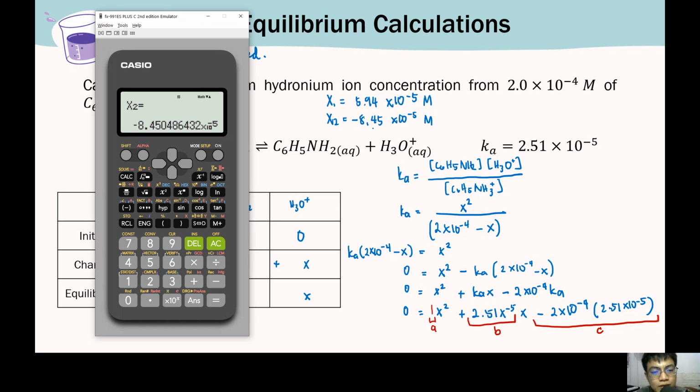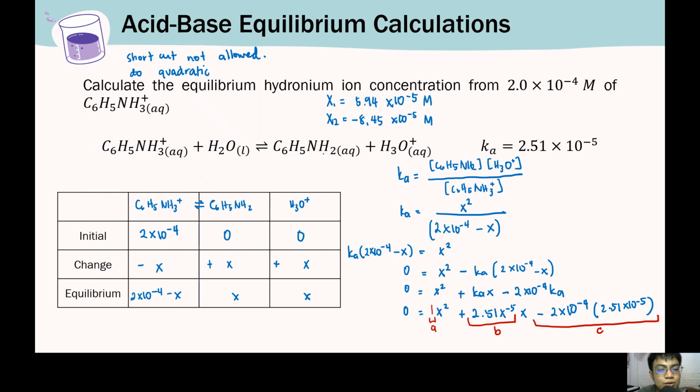So one is positive, the other is negative. So again, which of them will you choose? Of course, the negative. Okay? Sorry, yung positive pala. Yung negative, you just discard it because there's no negative concentration. So that means at equilibrium, the concentration of C6H5NH2 is 5.94 times 10 raised to negative 5. Same as this one.